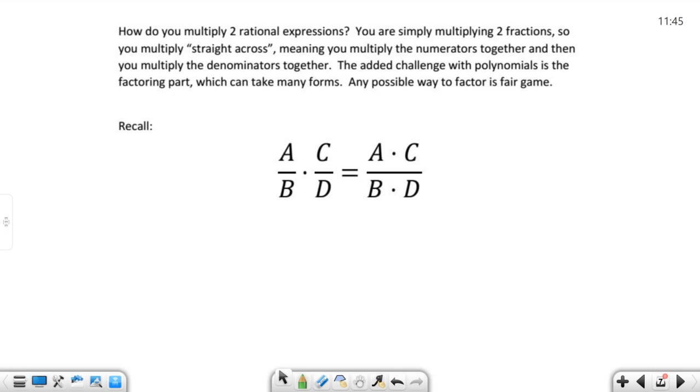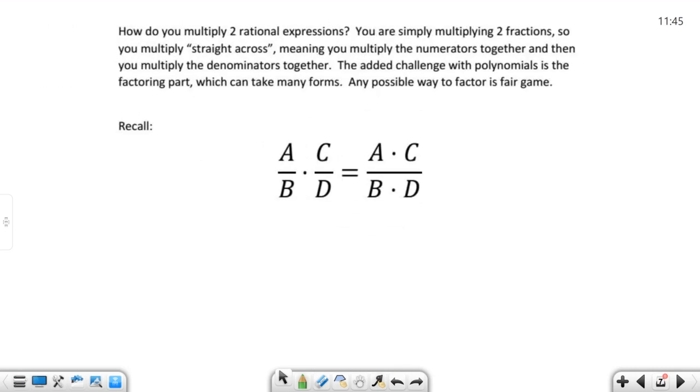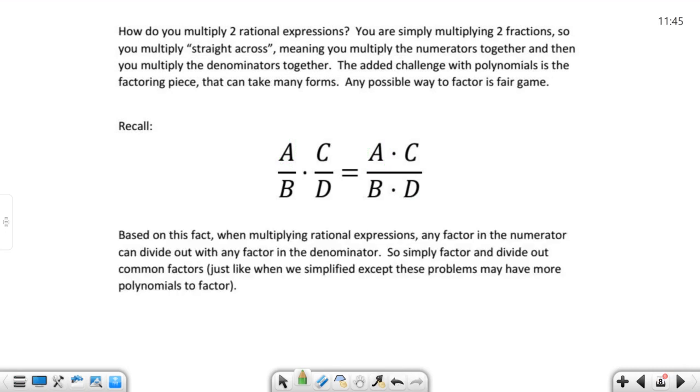If you recall, A over B times C over D. A times C, B times D. Multiply across the numerator and denominator. But that's what we do with numbers. In polynomials, we're actually going to factor each one of these individual things. But I say this to say that A and D can divide out because they're now part of the same fraction. C and B, same thing.